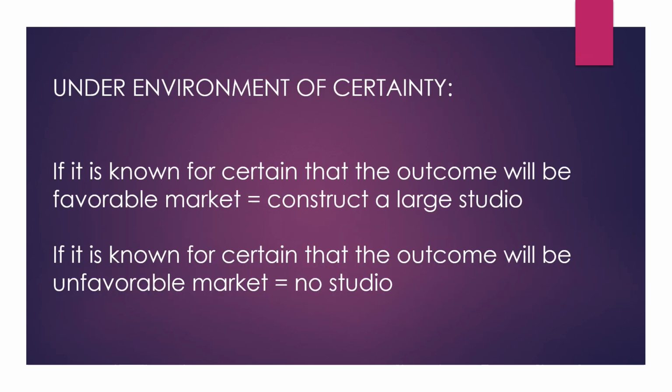With our problem, under environment of certainty, if Gabby really knows for certain that there will be a favorable market for the filmmaking industry, of course, we will construct a large studio because that will give us the highest benefit of 100,000. But on the other hand, if Gabby knows for sure, 100% sure, that the outcome will be an unfavorable market, the filmmaking industry will weaken, so of course, remain an actor because there's no risk in that. So the decision will be to construct no studio and stay as an actor.